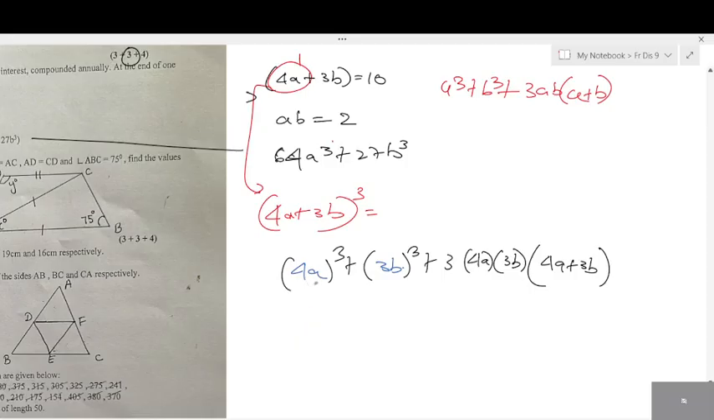Yes, what's the answer? What is 4a cube, students? Complete the entire thing and tell me the answer. And 2 values are given. 10 is given and 2 is given. Check where you have to substitute.